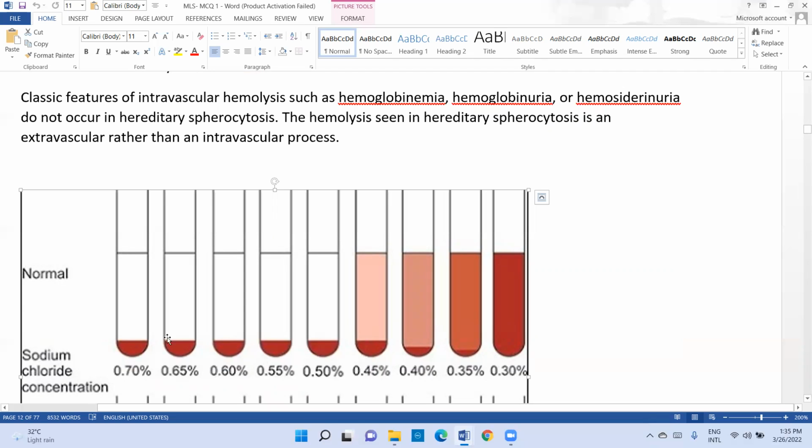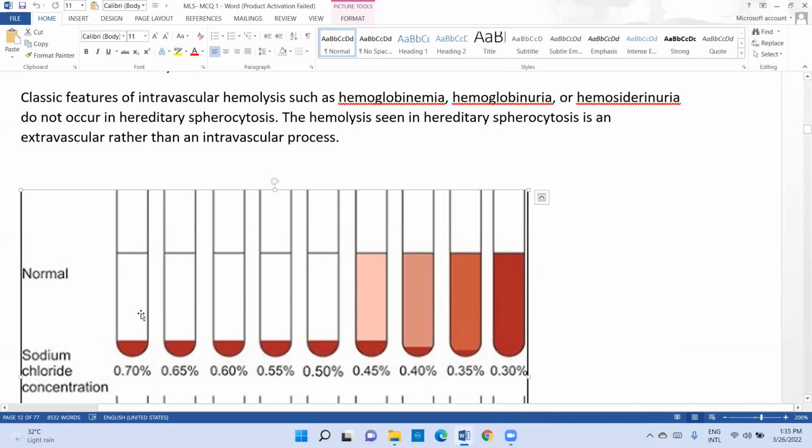Forget about this red color. First we make a series of saline strengths like this. Then, in the osmotic fragility test, we add a small quantity of saline. This is 5 ml and we add 50 microliters of red cells. And then we centrifuge it after half an hour.